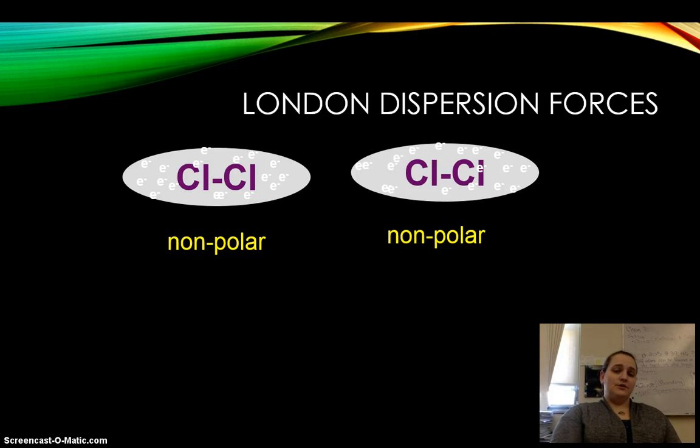As you get larger and larger, there are more electrons in your molecule, so there are sort of more opportunities for temporary dipoles to form. So that's why they get stronger as the molecular size increases.